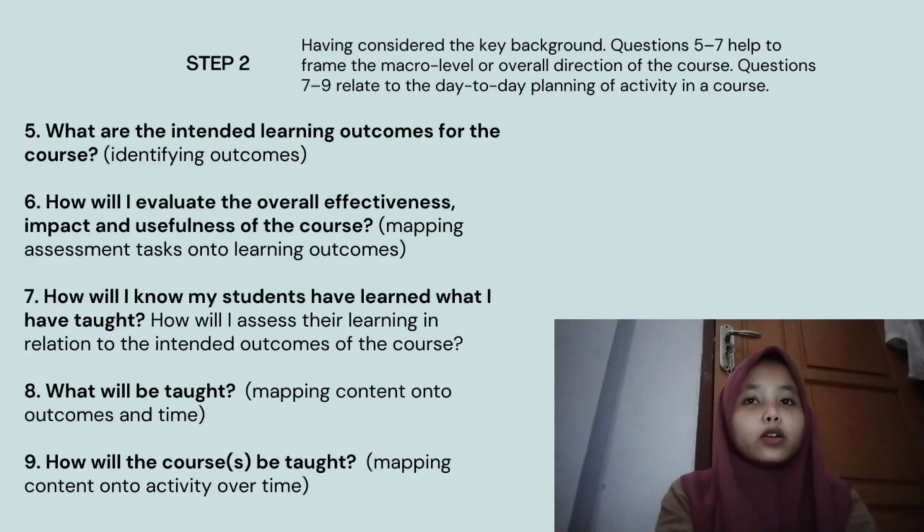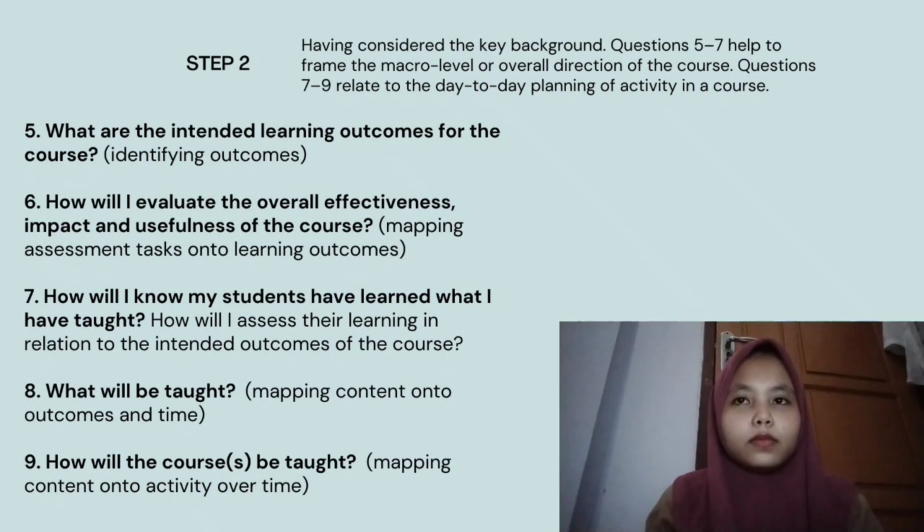Step 2. Having considered the key background, we are now ready to plan our course in specific detail. Questions 5 to 7 help to frame the macro level or overall direction of the course, which might be considered the horizontal perspective in course planning. Questions 7 to 9 relate to the day-to-day planning of activity in a course, the vertical perspective in course planning.